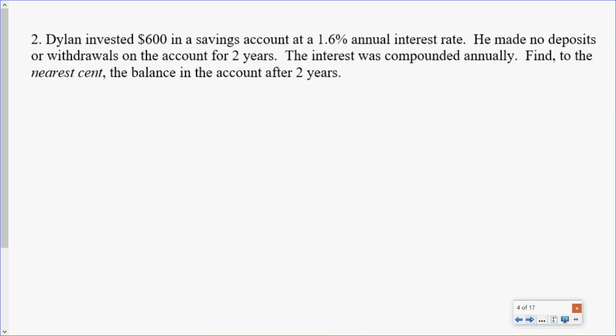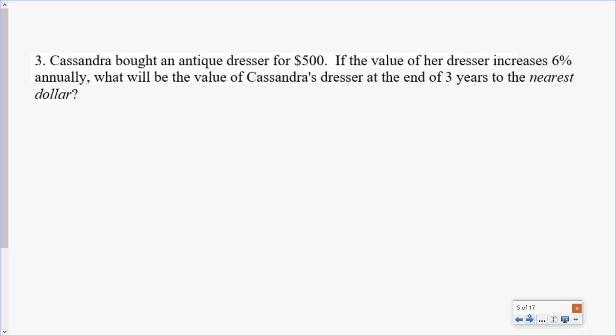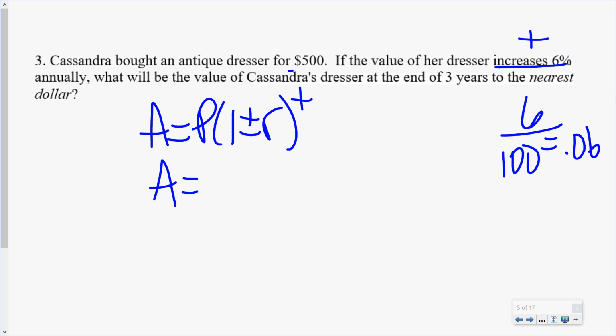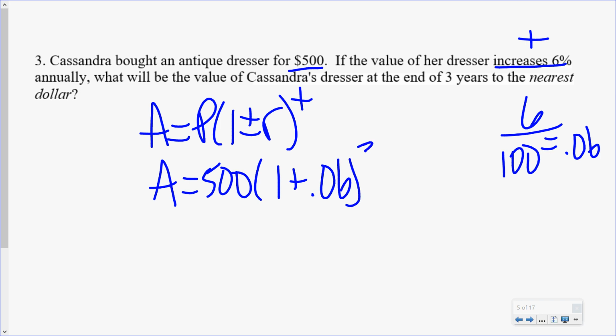Dylan invested $600 in a savings account. This one's too similar to the second one. Let's try a different one. Cassandra bought an antique dresser for $500. If the value of her dresser increases 6%, so whenever you're increasing or decreasing by a percent, principal parentheses 1 plus or minus the rate to the power of time. Divide the rate by 100, yo. So my principal or initial value is 500. It's plus because it's increasing, 0.06 to the power of time is 3.